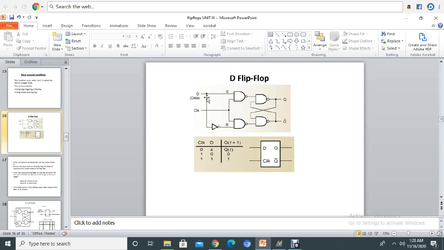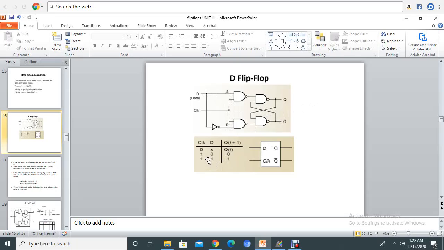Okay, next I am applying D is equal to 1. Now S is equal to 1, R is equal to 0. When you set S is equal to 1, you will get Q is equal to 1. That's it. So D is equal to 1, S is equal to 1. Here the output of the NOT gate is given to R, so R is 0. S is equal to 1, R is equal to 0, you will get Q is equal to 1. So if D is equal to 1, Q is equal to 1.